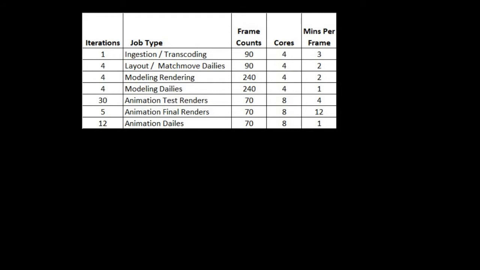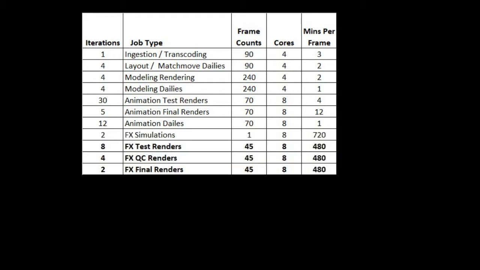Now we're going to get into effects. Effects is where we start seeing bigger, heavier loads of render queue hours. Effects simulations, they may be the initial stage. It's just going to be a couple of sims. You don't need to run those on big cores because they don't multi-thread as well. So we'll assume, again, an 8-core machine. And this can take up to maybe 12 hours.